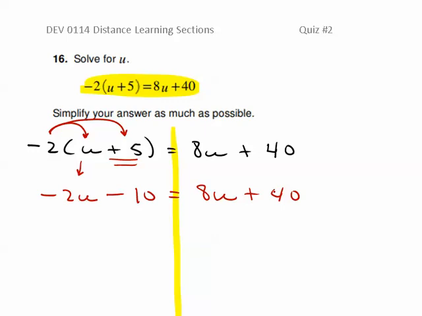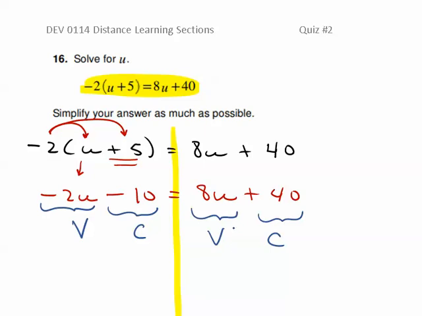So what's left? What do we do next? Well, if you look at the terms that we have, on the left-hand side we have what's called a variable term, and we have a constant term in the 10. On the right-hand side, we have a variable term in 8u, and we have a constant term in 40. So think of it like this. Variable terms have a variable attached to them through multiplication, and constant terms do not have variables attached to them.